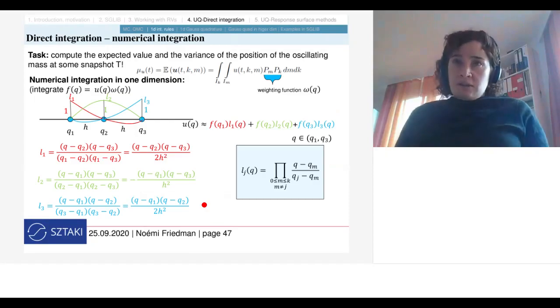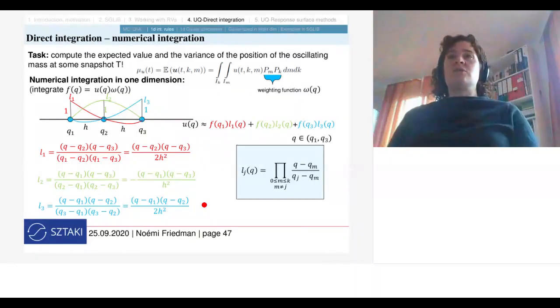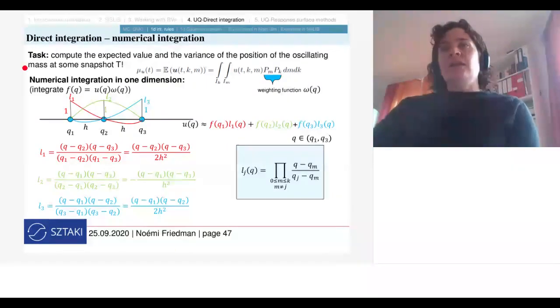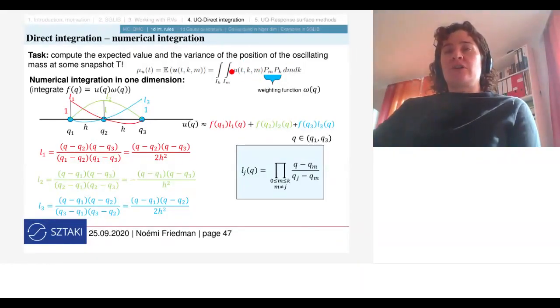Okay, so now we go to a more advanced method, which is using this U function that I'm trying to integrate, weighted with the probability distribution of K and M. If they are independent from each other, this is just the two probability distribution functions multiplied together. So if this U function is smooth, then I can use this smoothness somehow. And the idea is to write this U response function as some linear combination of basis functions.